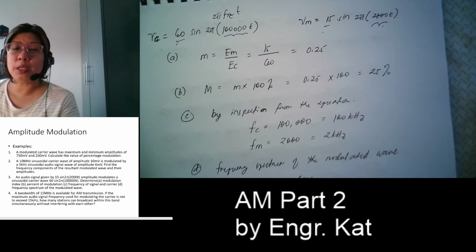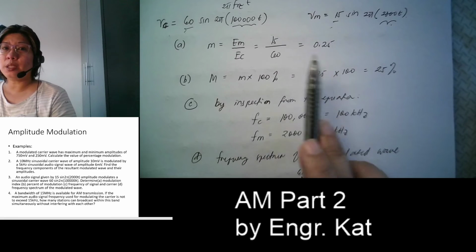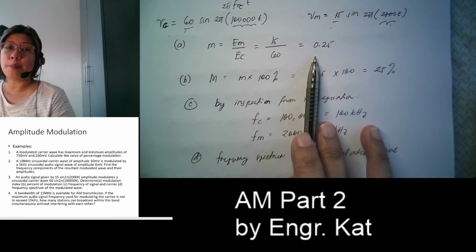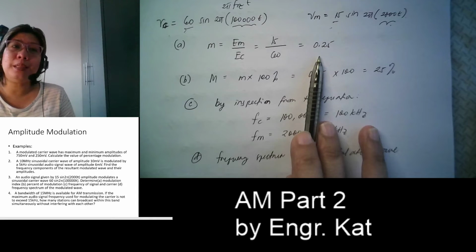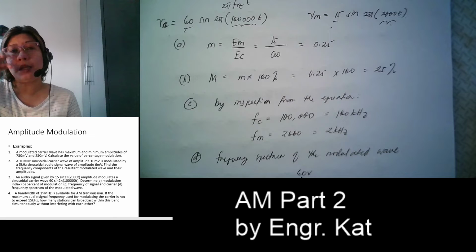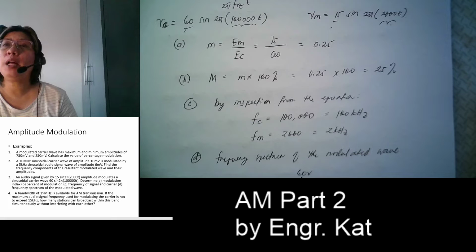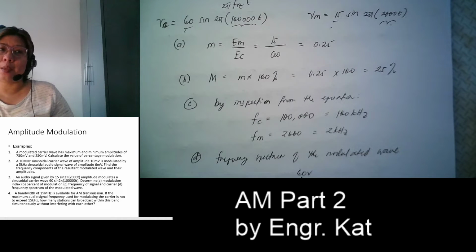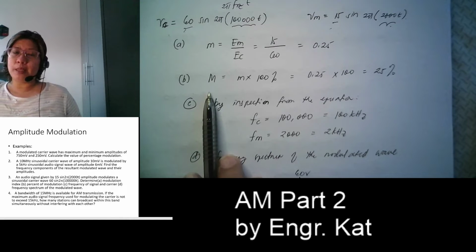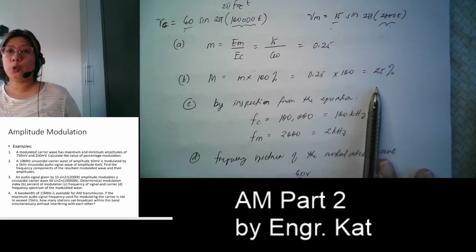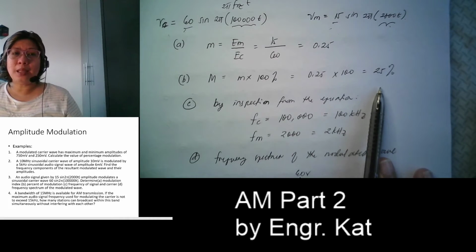Okay? So by substitution, our small m here is EM all over EC. So this is 15 all over 60, that will give us a modulation coefficient of 0.25. Okay, so this is quite low, but this is acceptable. What is not acceptable is an over modulation. When the value is between 0 and 1, it is acceptable. For the percent modulation, all you have to do is multiply this by 100, so that will give you 25%.